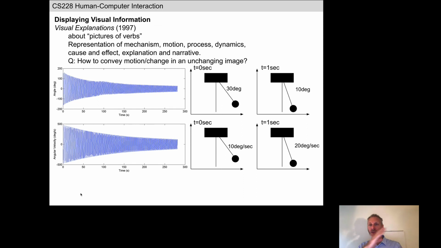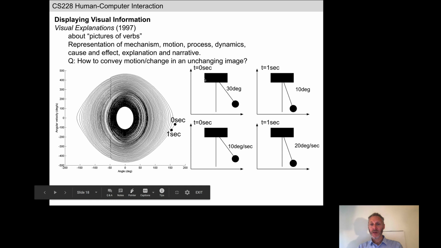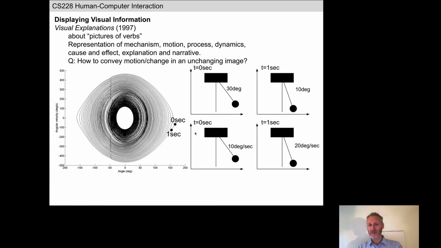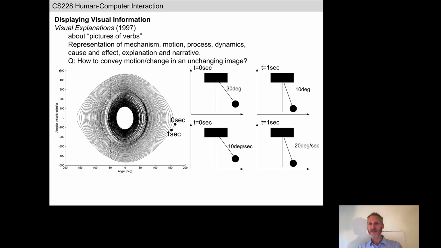You remember our cartoon example about spot the difference between the two cartoons from last time. Could we plot this data in a different way where we take these two visualizations and compress them into one? We can do that using a phase diagram. The phase diagram, remember, has these two variables: angle and angular velocity. We put angle on the horizontal axis and angular velocity on the vertical axis.